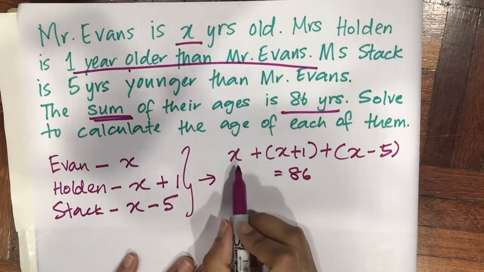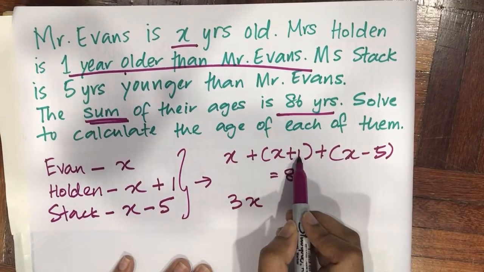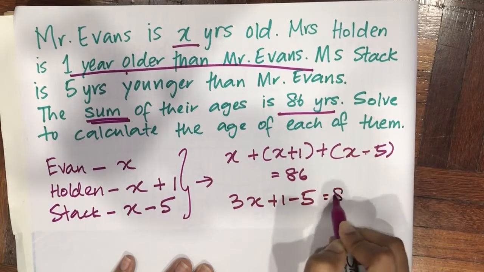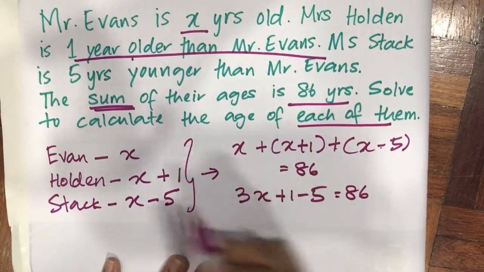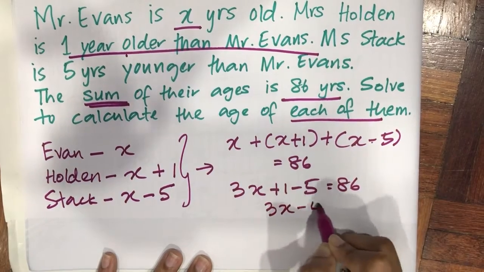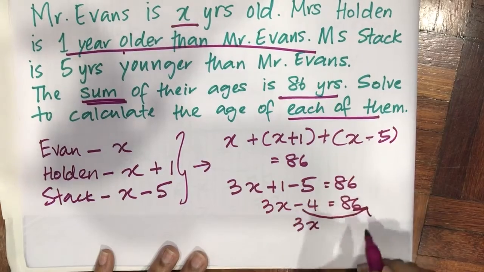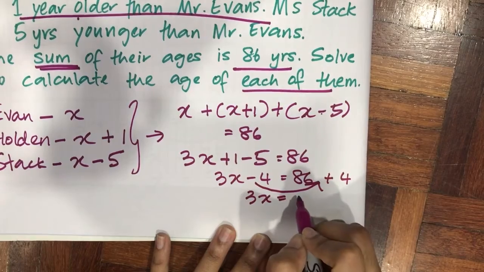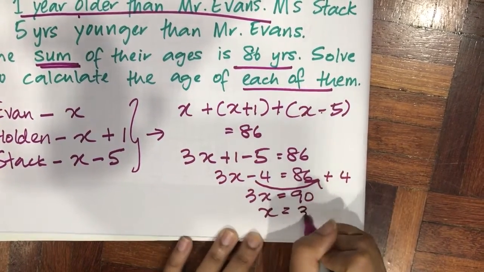So when I open up the bracket, I have x plus x plus x, so I have 3x. And then plus 1 minus 5, and this equals 86. So calculate the age of each of them. I have to solve for x first, and then I get all the other ages. So when I solve 1 minus 5, I get minus 4. So 3x minus 4 equals 86. I move the minus 4 over to this side, so it will be 86 plus 4, which is 90. And x will be 90 divided by 3, which is 30.